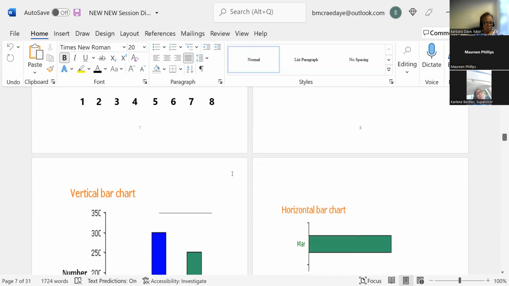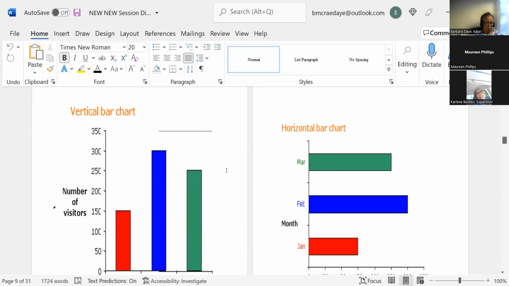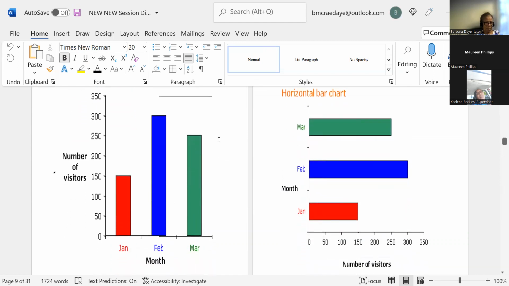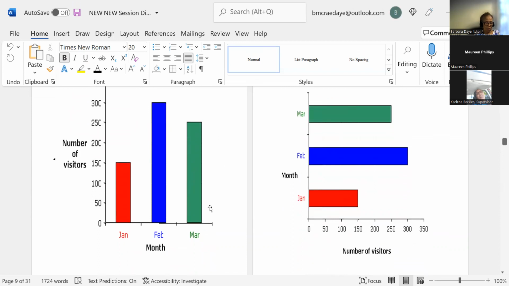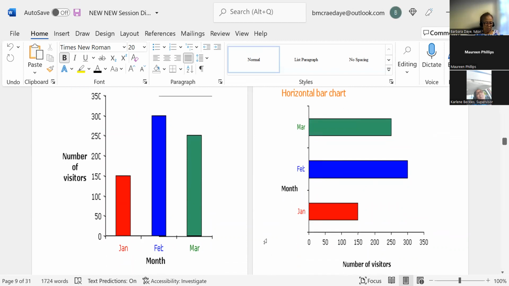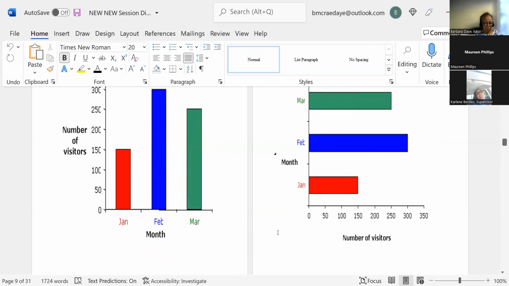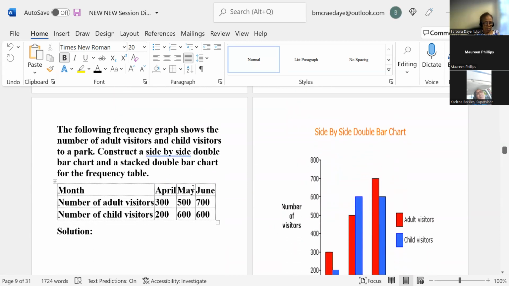All right, now I just want to show you the vertical bar graph and the horizontal. We looked at some before, but for the same data, number of visitors versus the month. This is the way you show it on the vertical, and this is the way you can show it on the horizontal. Just information, okay? Horizontal, vertical, same information. All right. And then you have it on a table here. Okay.